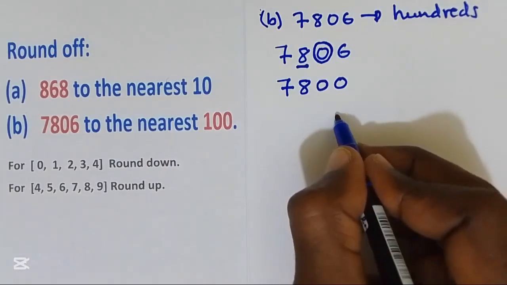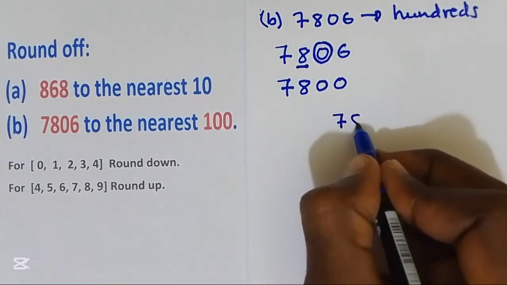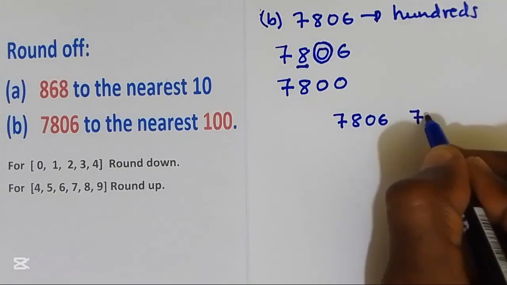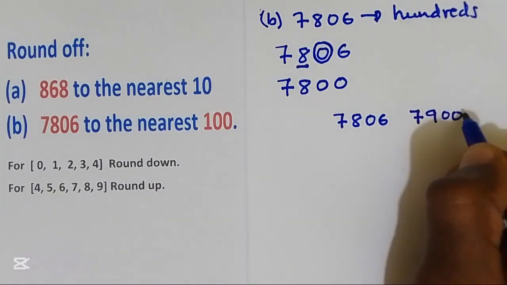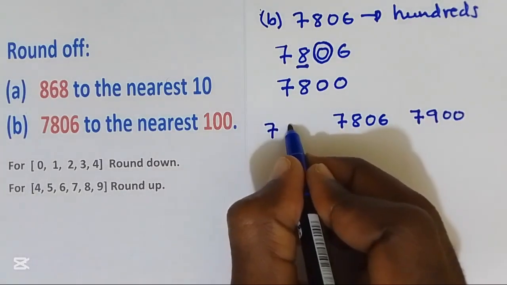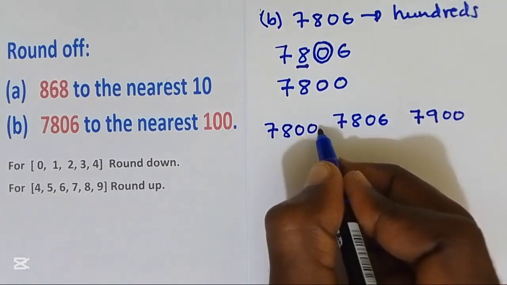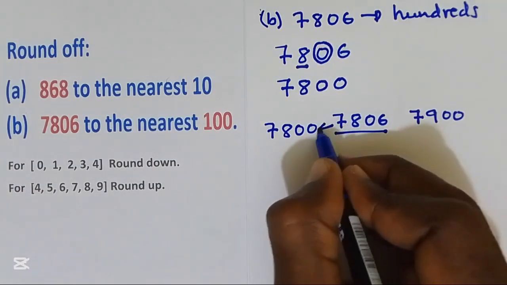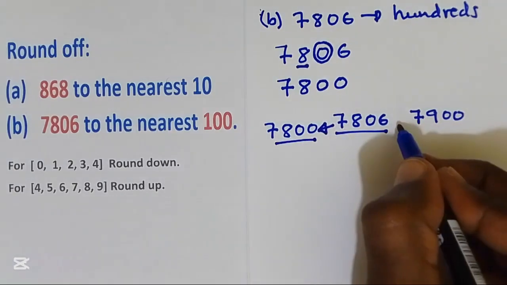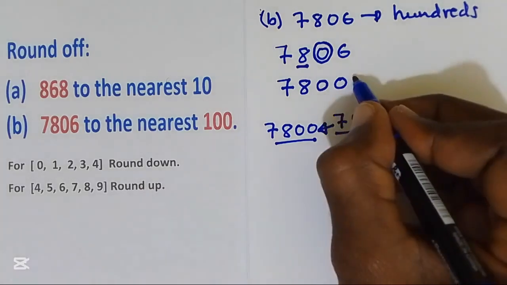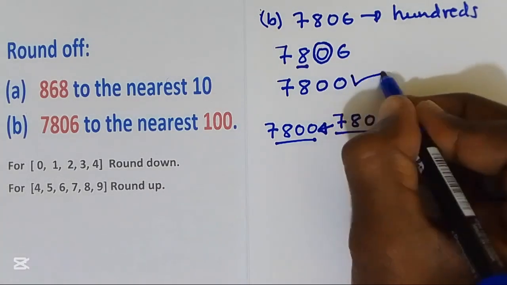Let us check. Our number is 7,806, and we have two options to round. The first one is 7,900, and the second one is 7,800. When we check our number, it is very easy to round down. It's going to give us a good approximation than rounding up, which is going to be very, very far. So 7,800 is our correct answer.